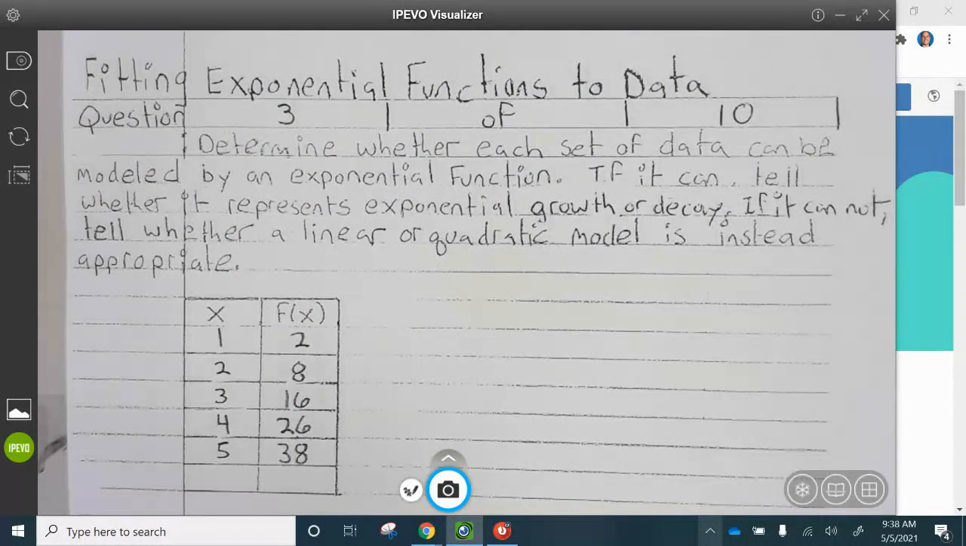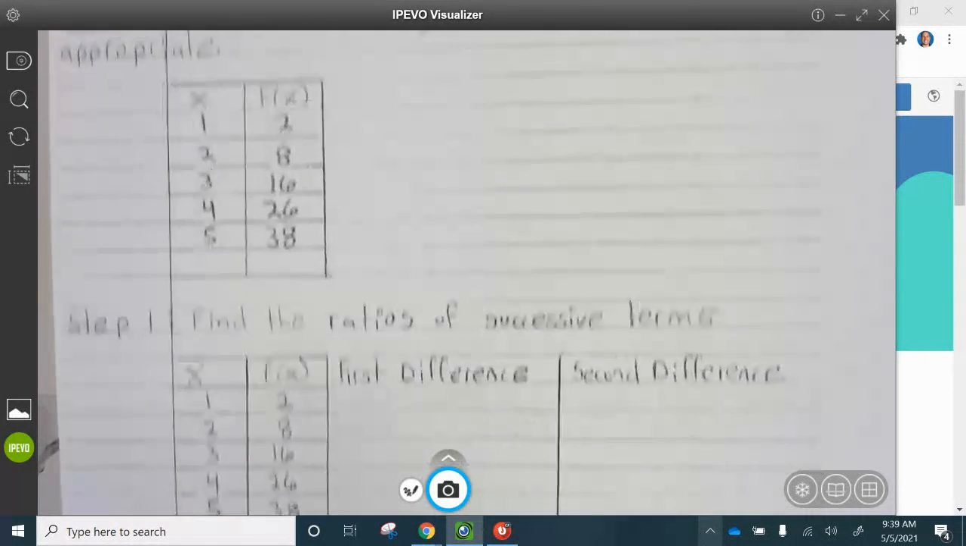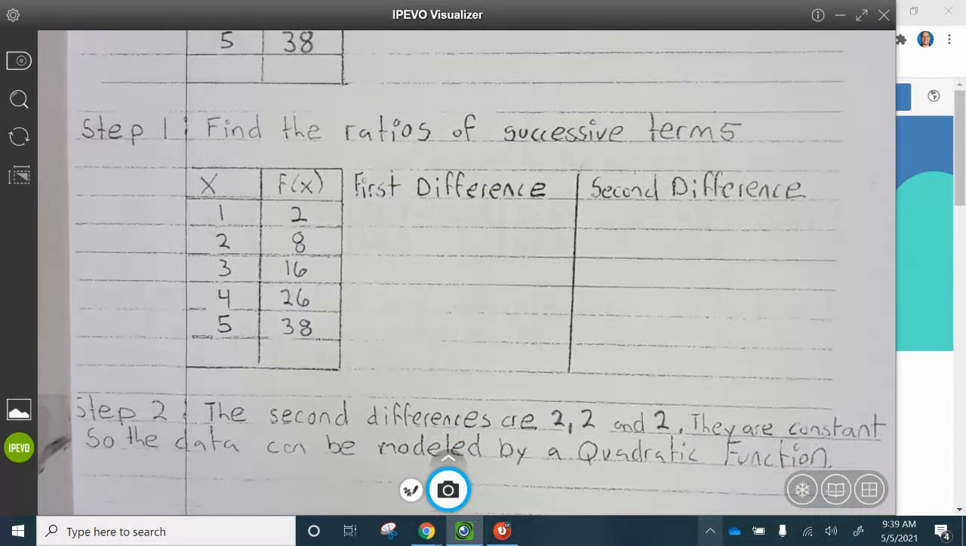Okay, question 3 of 10. Determine whether each set of data can be modeled by an exponential function. If it can, tell whether it represents an exponential growth or decay. If it cannot, tell whether a linear or quadratic model is instead appropriate. So there's the table. Okay, find the ratios of successive terms.